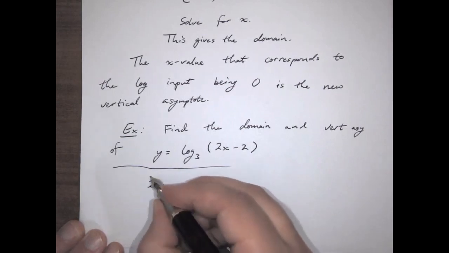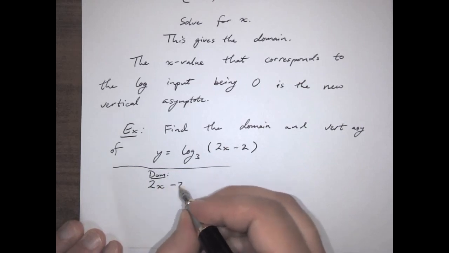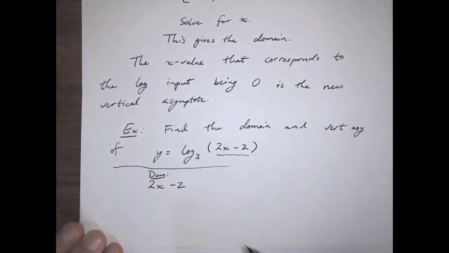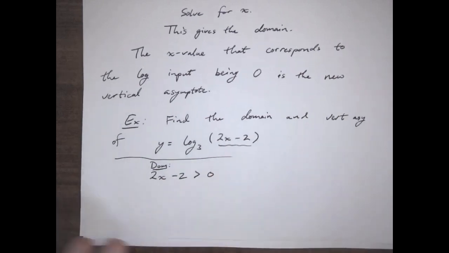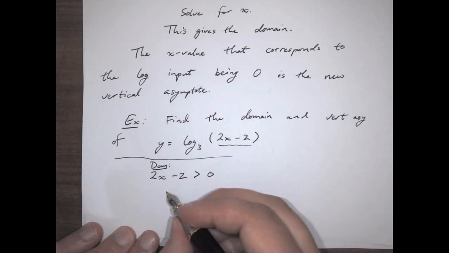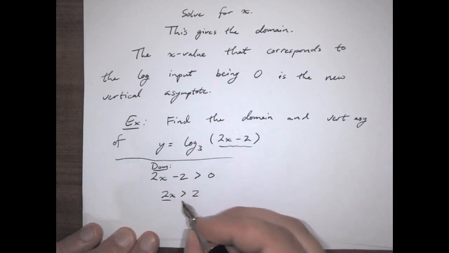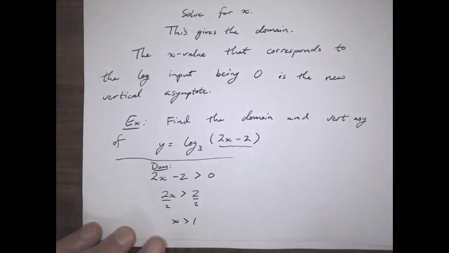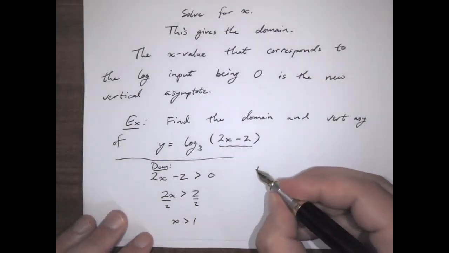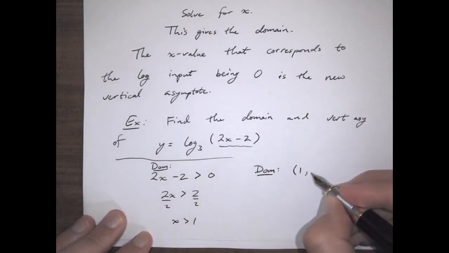Okay, well, first off the domain. We take the 2x minus 2, the input of the logarithm, and we set that greater than 0, and we solve for x. So that's going to be add 2, divide by 2, and get x greater than 1. So the domain is going to be x greater than 1, which is in other words 1 to infinity.